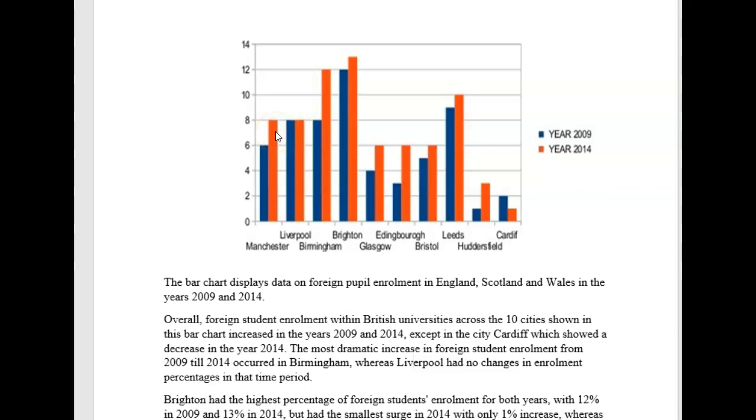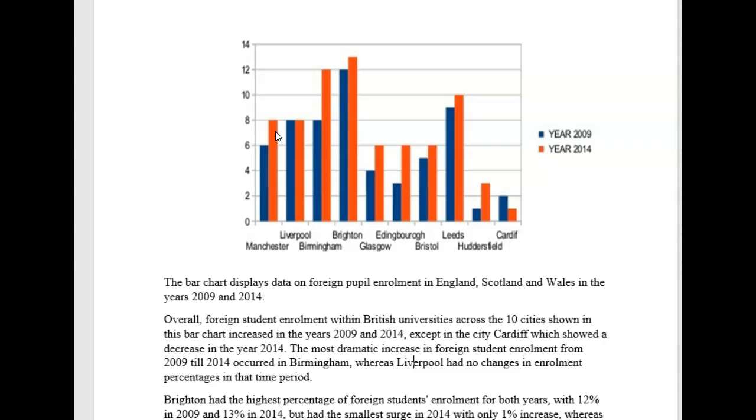You could say, to give you an idea, Manchester, Liverpool, and Birmingham had 6, 8, and 8% respectively in 2009, while Manchester grew to 8, Liverpool remained the same, and Birmingham increased to the second highest level, or something like that, just to give you an idea of what you could do here.